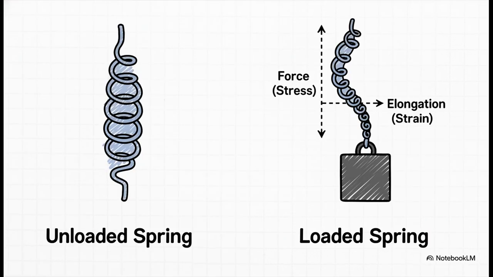A super common example is Hooke's law. It gives us a really simple, direct connection between stress, which is the force you're applying, and strain, which is just how much the material stretches or squishes. Essentially, this little equation gives our model the precise personality of something elastic, like a spring.